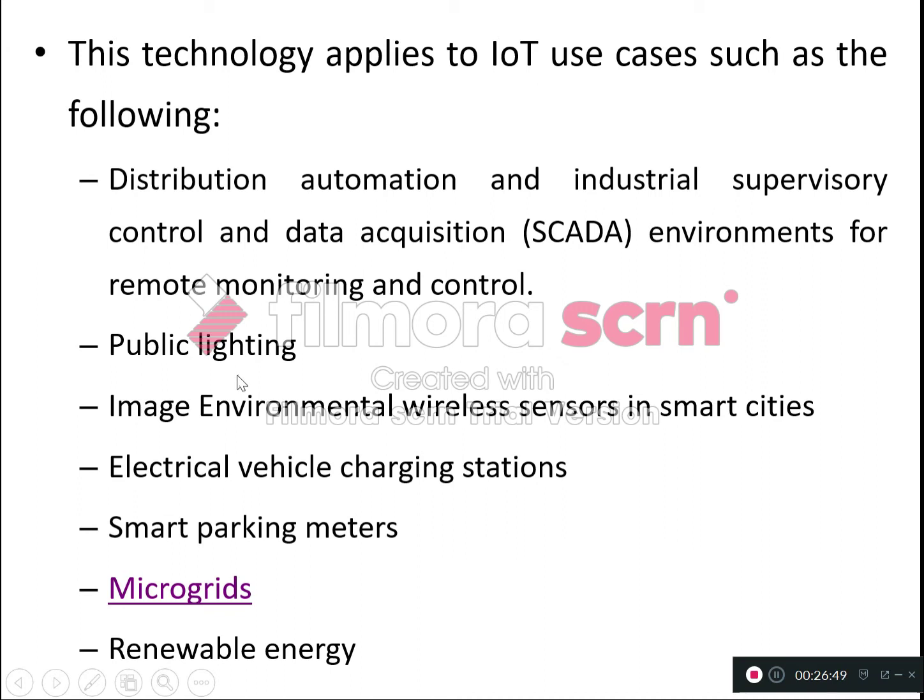Then public lighting, environmental sensing, wireless sensors in smart cities, electric vehicle charging stations, smart parking meters, microgrids and also renewable energy. So microgrid is another important version of smart grid. I have given a hyperlink here also. Let us see a video to understand what this microgrid is.